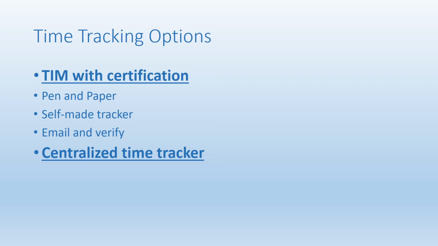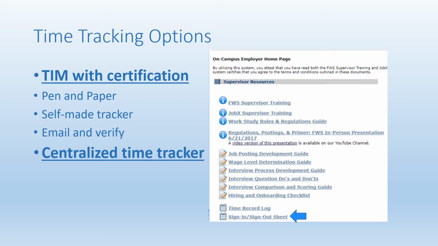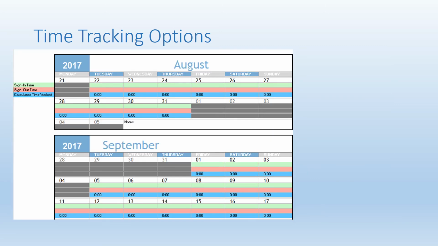Using TIM and certifying that information as part of the payroll process is, of course, the most common, but of course you can use a tracking system you devise, pen and paper, email, or the centralized time tracker that our office has developed, which of course is out on our supervisor resources site. It's the bottom link of the page, you can see right there. And it looks a little bit like this.